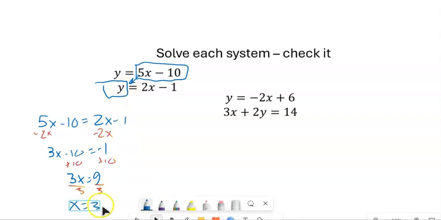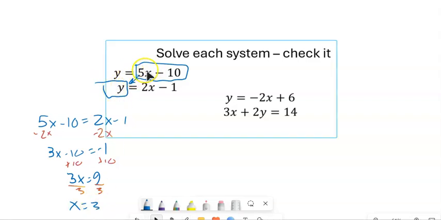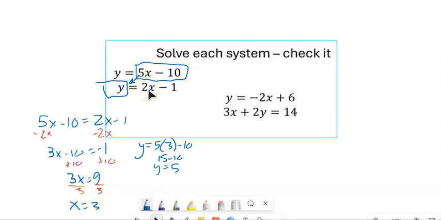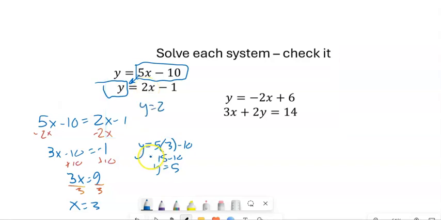But I need both the x and the y part for these equations. So I'm going to take this 3 and plug it back into here and see what happens. So y equals 5 times x. x is 3. 15 minus 10. y is 5. And notice if I plug it into this other one as well, y equals 2 times x.